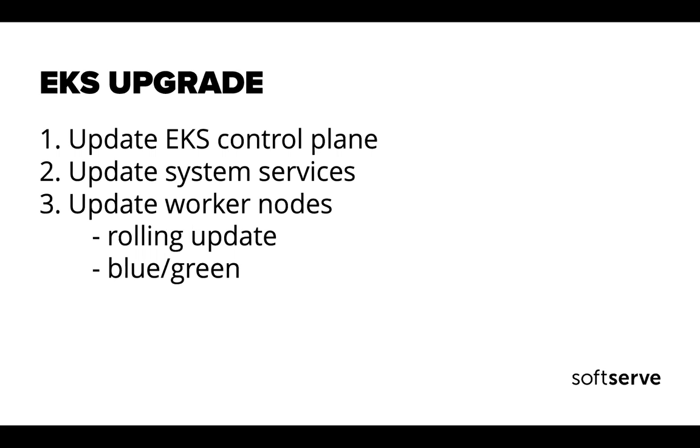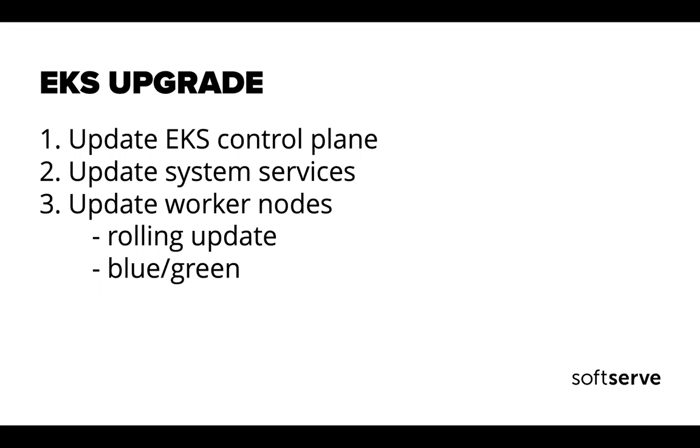but I haven't seen any issues during the management plane upgrade. After that, you have to upgrade system services that are running on your node. It is kube-proxy, DNS, and several others like the CNI plugin. Generally, EKS has documentation on the upgrade process, and it has tables with content about which version of each service you have to run with which EKS version. And the last step is to upgrade worker nodes.